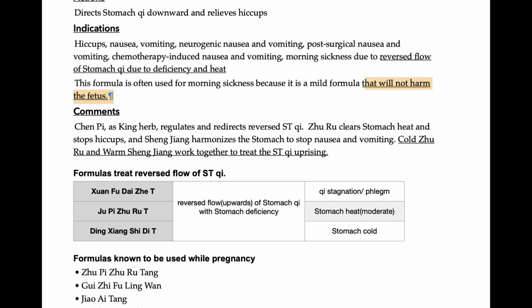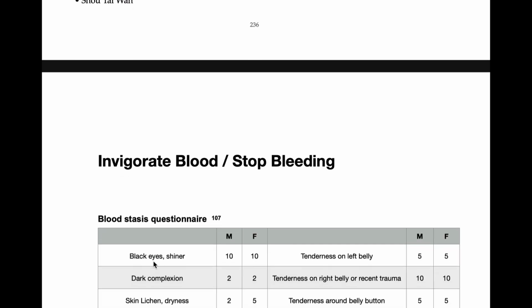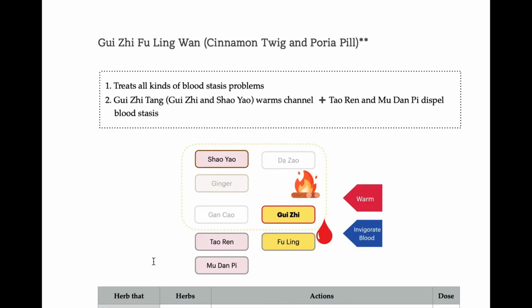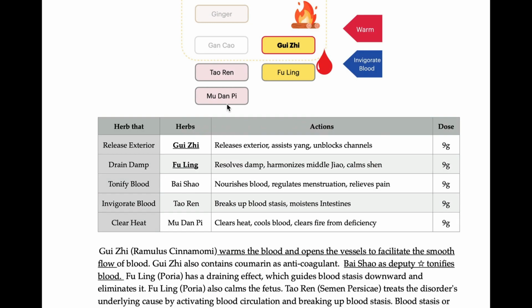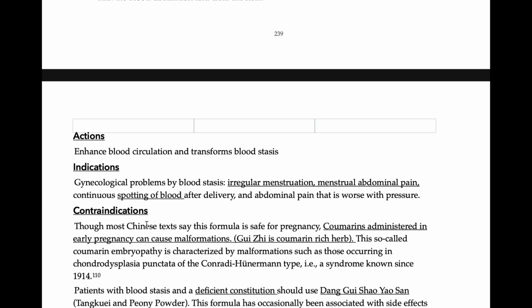And there are some more, but remember these formulas: Jupi, Guichi Fuling one, Jiawei. Probably these are the three formulas to remember that can be used for pregnancy. And formulas that invigorate blood. Guichi Fulingan, I told you it can be used for pregnancy, and Baishao as a deputy tonifies blood. Baishao is deputy. Why did I put this white star? Because it was in an examination. This is not that intuitive, so just memorize it. Menstrual pain and bleeding during pregnancy are the keywords.